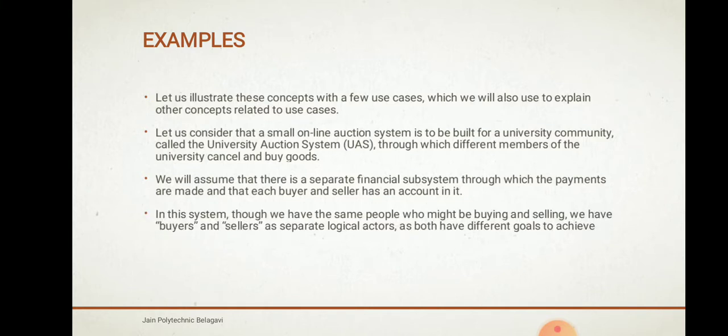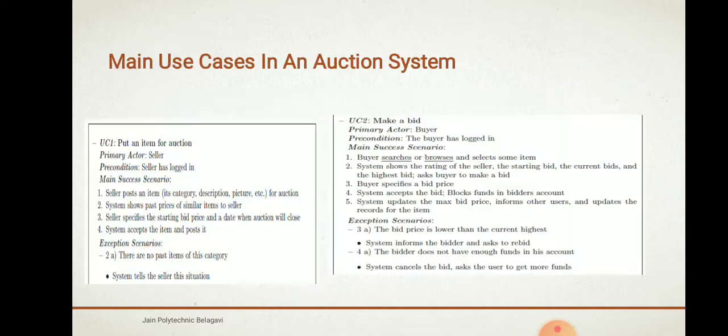Now in this system, though we have the same people who might be buying and selling, we have buyers and sellers as separate logical actors. So here buyers and sellers act as primary actors, as both have different goals to achieve. So these are the main use cases in an auction system.